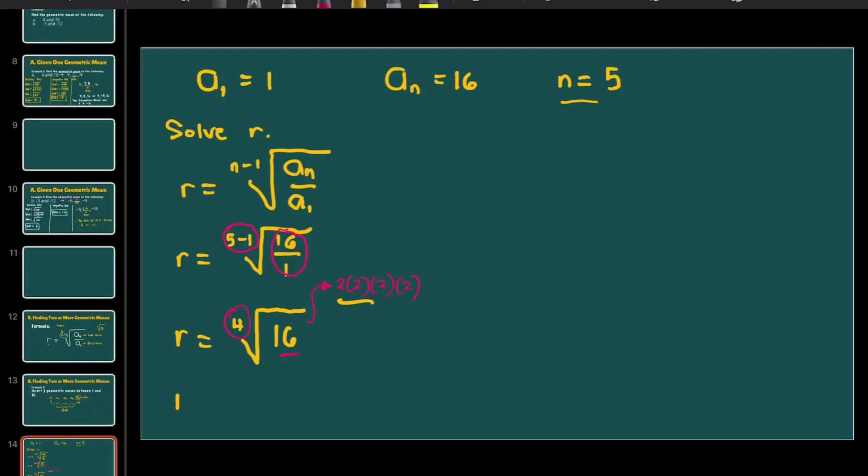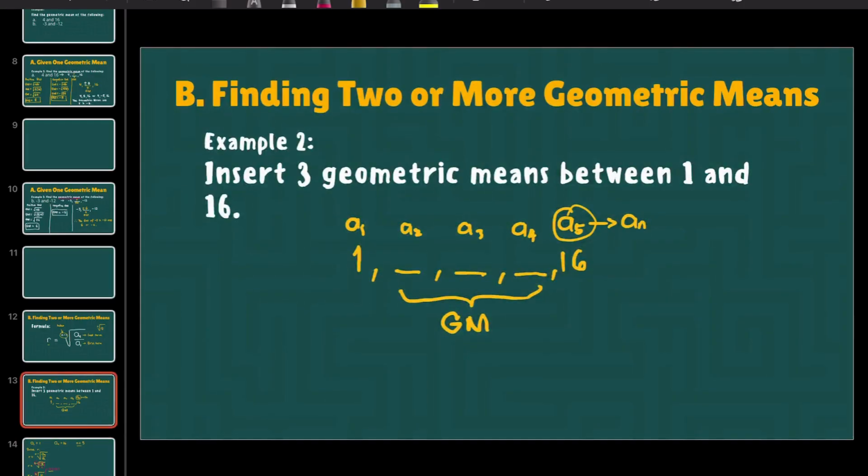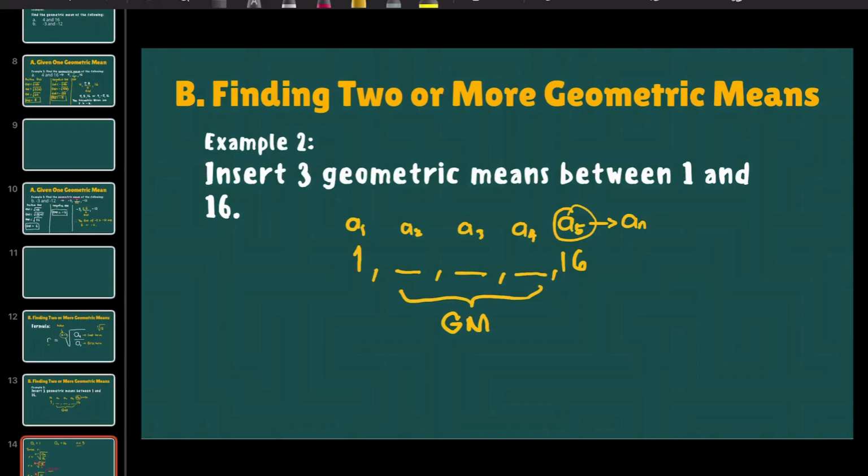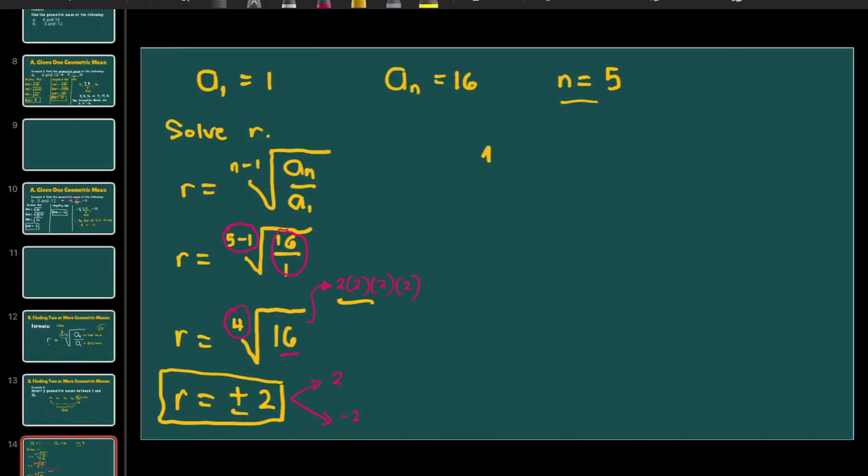So, R is equal to positive, negative 2. So, ang R natin laging automatic meron siyang positive or negative. Okay? So, same lang yan sa lesson nyo sa quadratic equation. So, ang R natin, it can be positive. Ibig sabihin niyan, pwede siyang maging positive 2, pwede rin siyang maging negative 2. Okay? So, let's go back dun sa ating given kanina. So, we have 1, and then, tatlong blank, then 16.